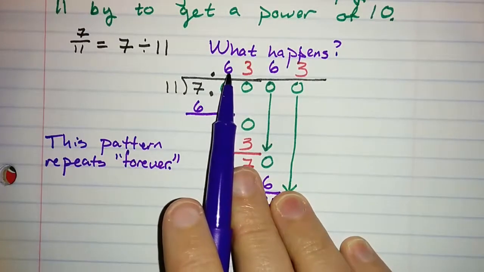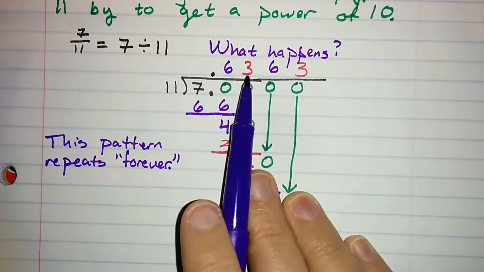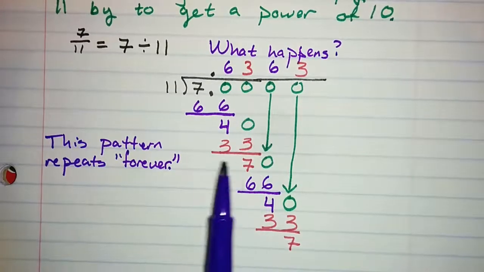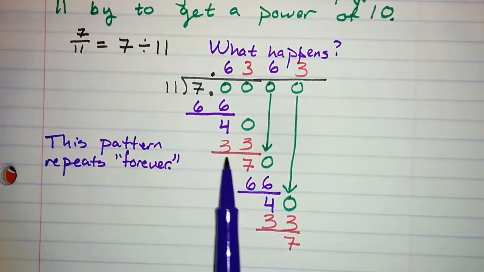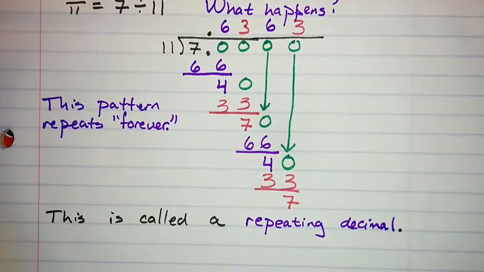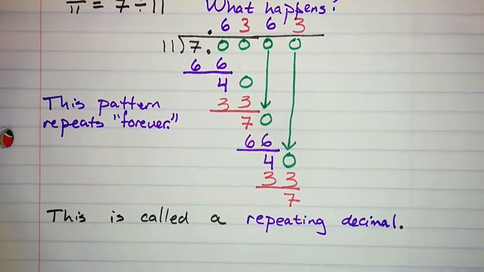No matter what, anytime we have a 6 as a digit in our quotient, the next digit will be a 3. Anytime we have a 3, the next digit will be a 6. Because of this pattern in the remainders, we have a remainder of 4, then of 7, then of 4, then of 7. This is called a repeating decimal. It repeats forever. So it repeats for as long as we care to continue writing, and then longer than that.